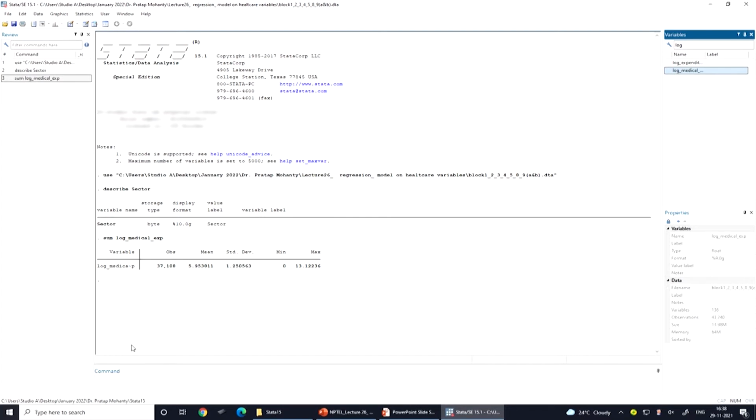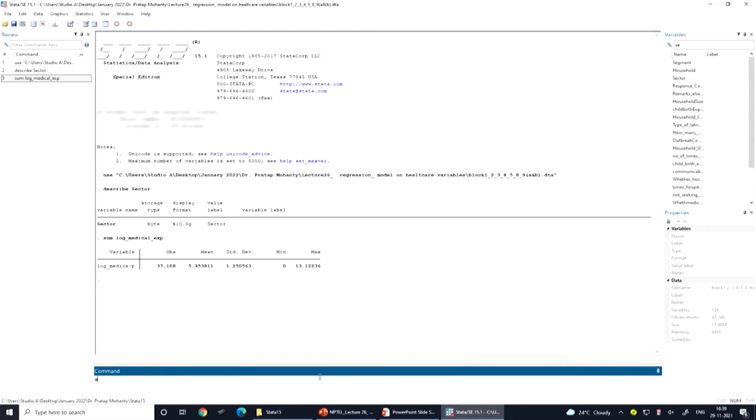Now, this has given us information on log medical expenditure, which we wanted to understand. The summarized table tells us how many observations there are, what the mean value of the expenditure is, what the standard deviation is, and what the minimum and maximum values are. Just for your clarity, I am going to give you another summary, this time of string data. Let it be the sector variable, the same sector variable which we have already done. Now, we will summarize the sector variable here.